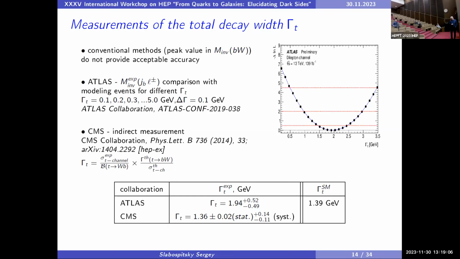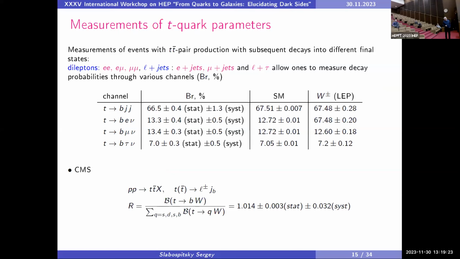theoretically interesting way, and the total results of CMS have smaller errors, about 0.36 GeV. Let me remind you that the standard model predicts 1.39. I skip this slide because I have no time.